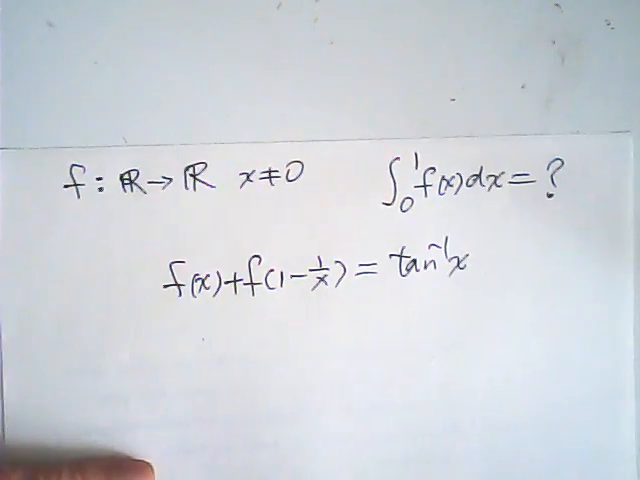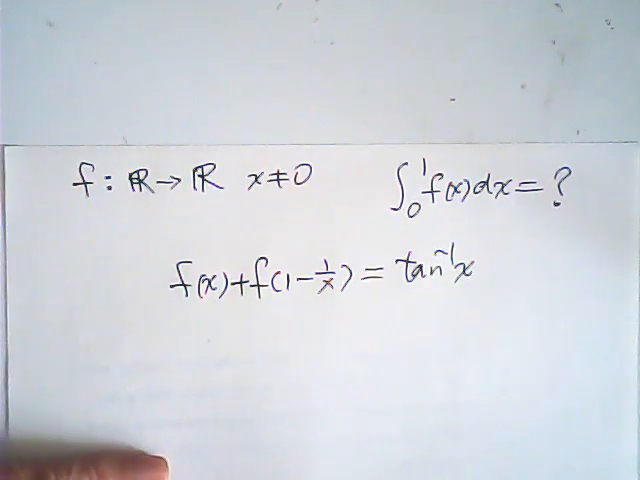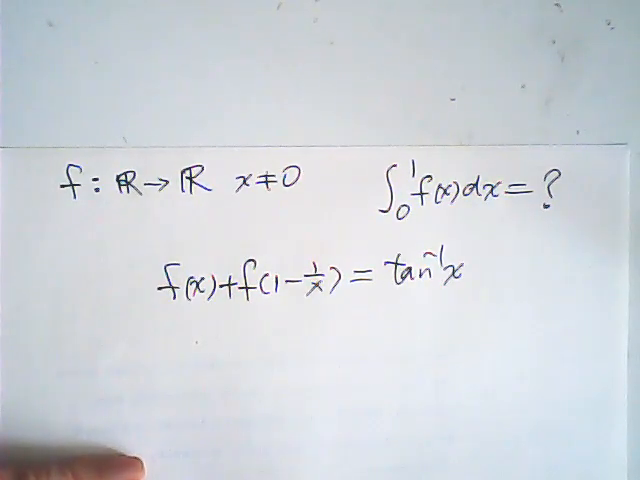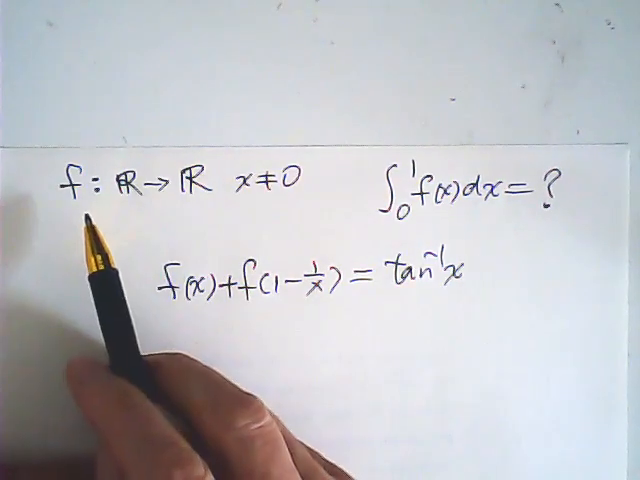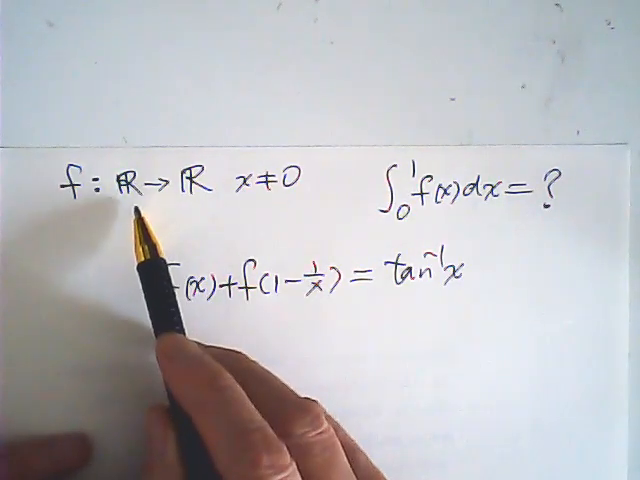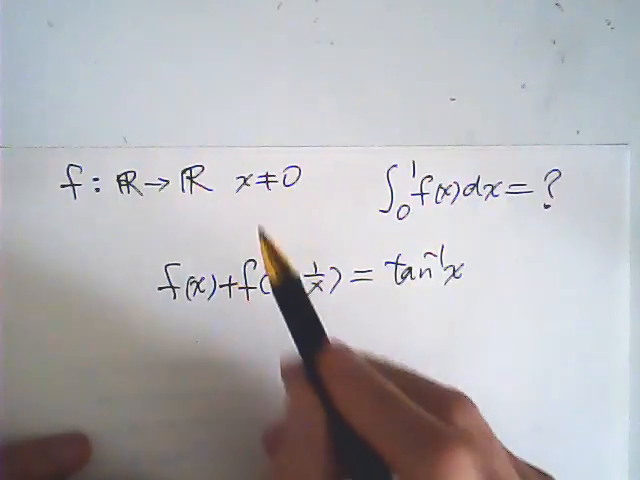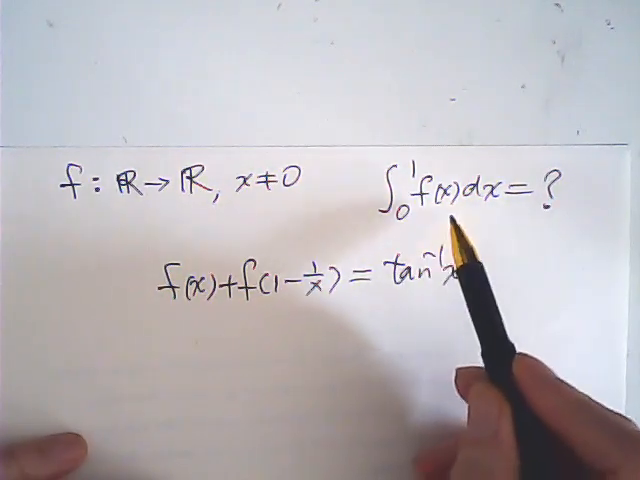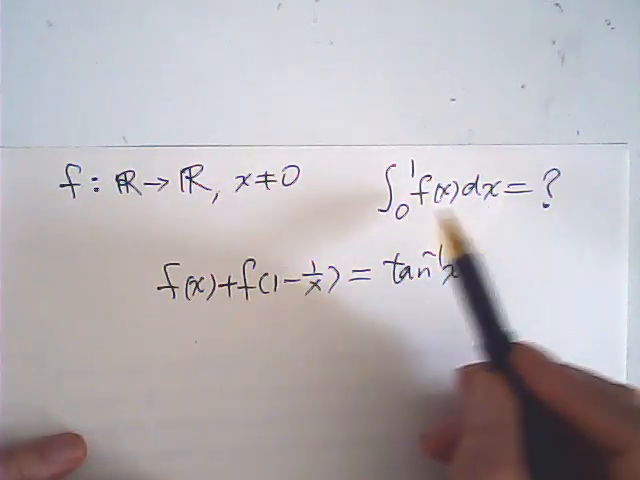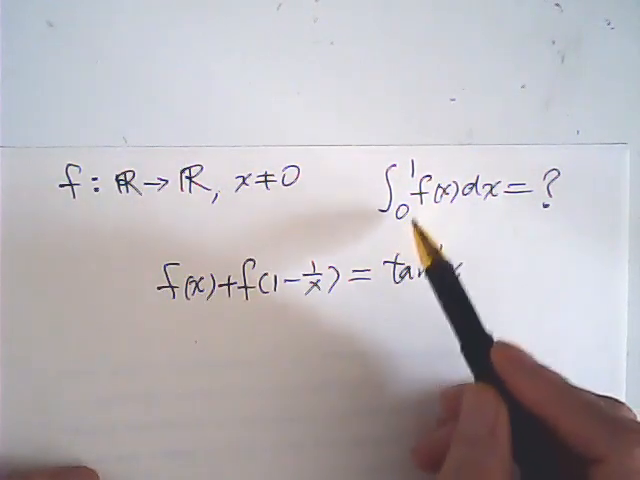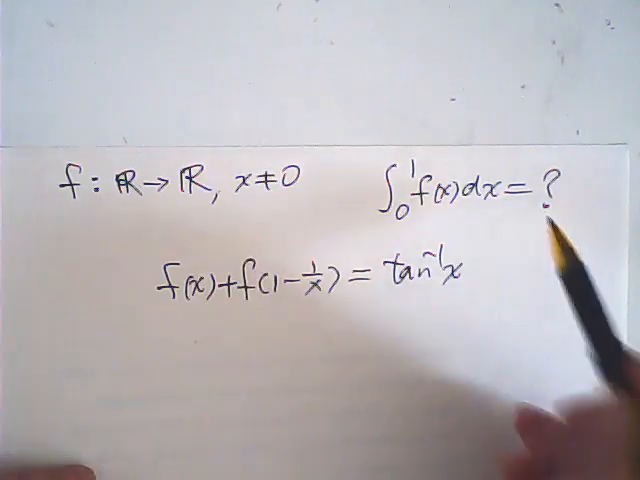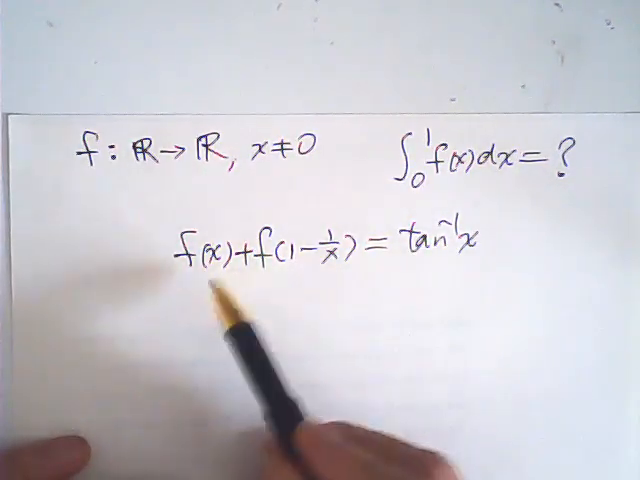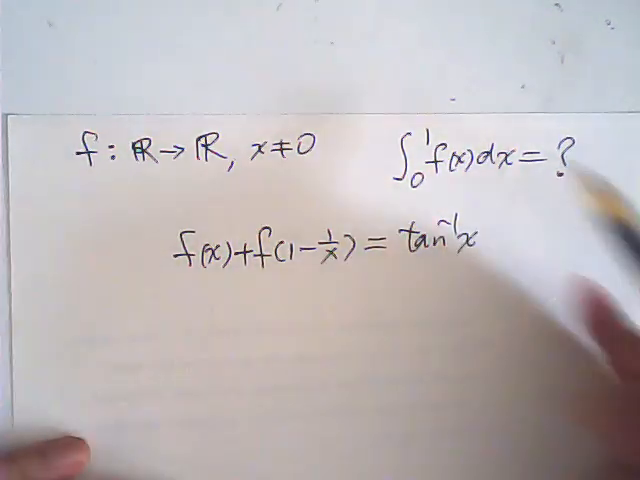I saw this question on YouTube, and I have my way of doing it, so I want to share it with you. Given a function f from real numbers to real numbers, where x is not zero, we are looking for the integral from 0 to 1 of f of x dx, when this functional equation is given. We are looking for that.